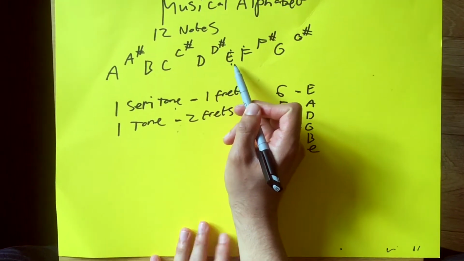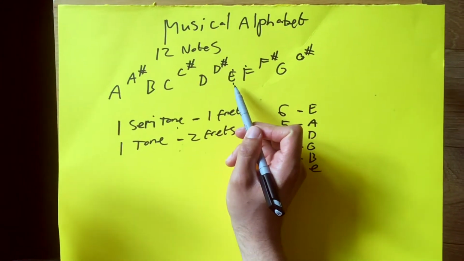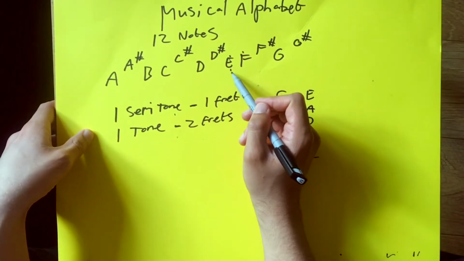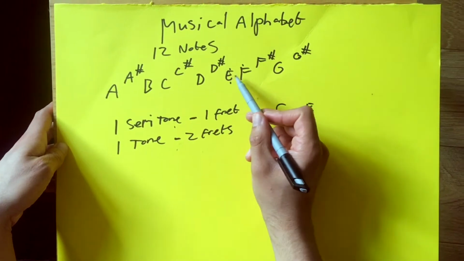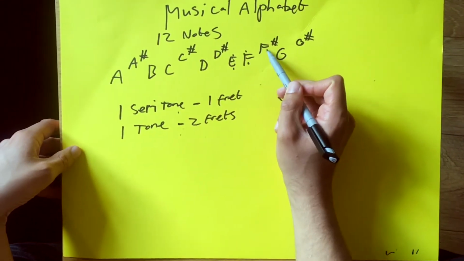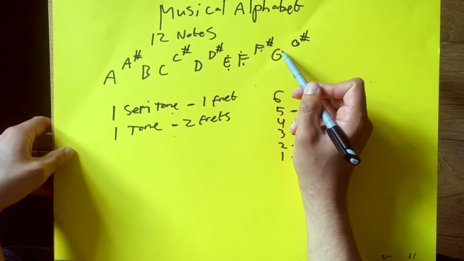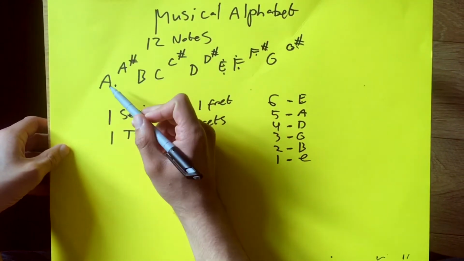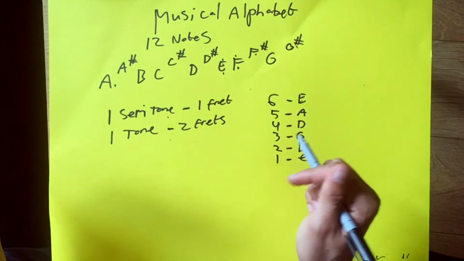Then we go up 1 fret, which is 1 semitone. So fret 1 on string 6, which is the E string, is going to be an F. And then we go up to fret 2, we get to F sharp. We go up to fret 3, we get to G. We go up to fret 4, G sharp. And we go up to fret 5, we get to A. I hope this is making sense for you.